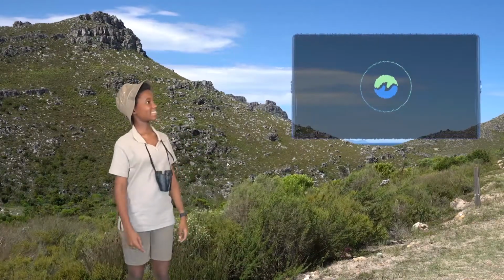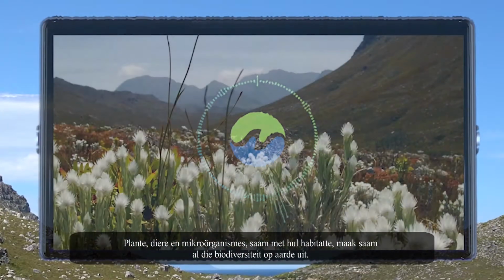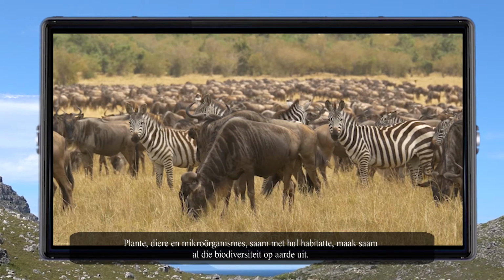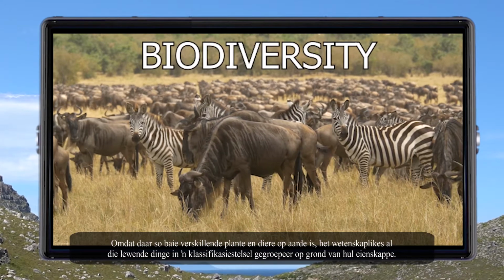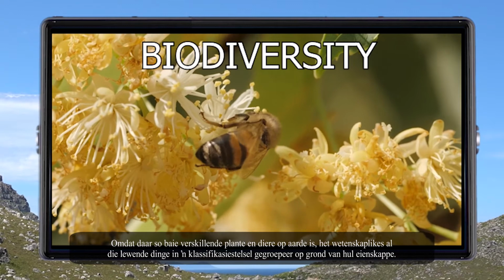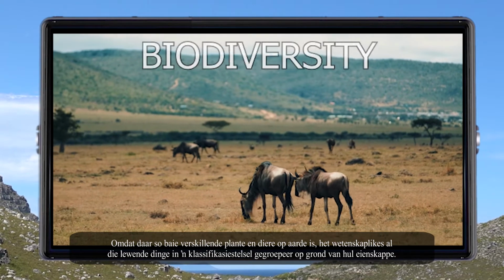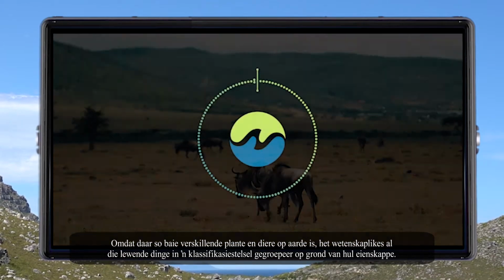Nice. Plants, animals, and microorganisms, together with all their habitats, make up the total biodiversity on Earth. Because there are so many different plants and animals on Earth, scientists have grouped all the living things into a classification system based on their characteristics.